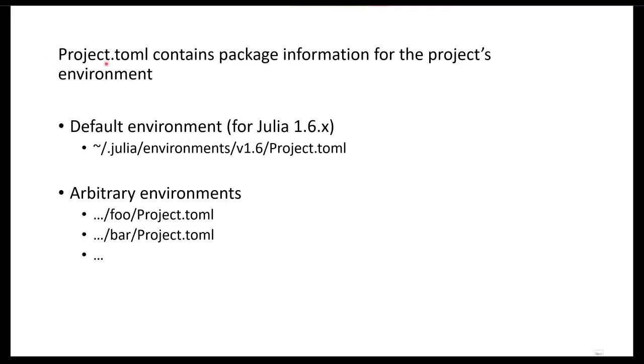Julia uses a file called Project.toml to maintain the package information for the project environment. For example, the default environment that exists when we enter the package mode is stored under this folder. Under the Julia directory, there's an environments folder. Underneath, there's a folder corresponding to Julia's version. And underneath, there's a Project.toml. So this is the project file that maintains the default environment.